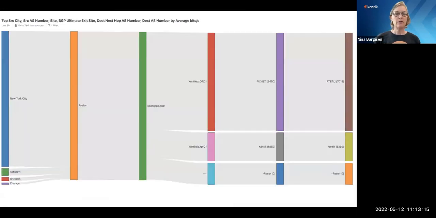So the result for the first query is, wow, we see that most of the traffic that we get from Arelion in Chicago actually originates in New York City. We get it in Chicago. They route it to Chicago.